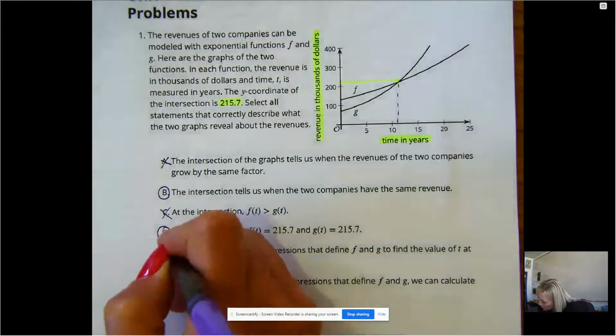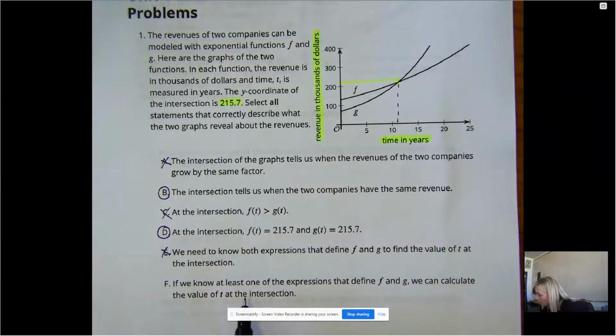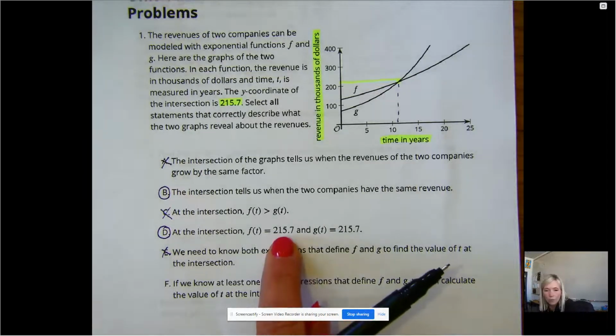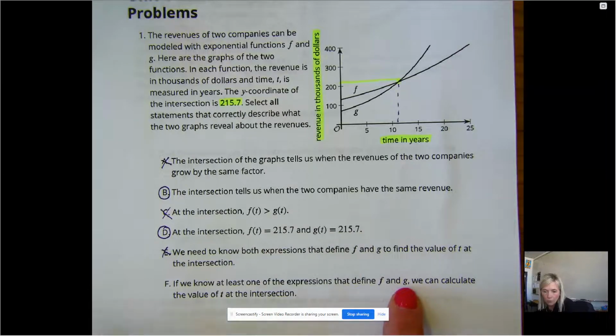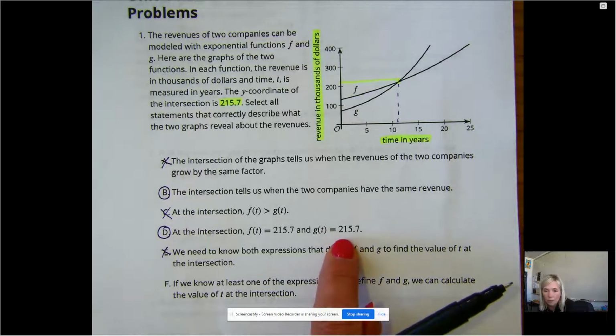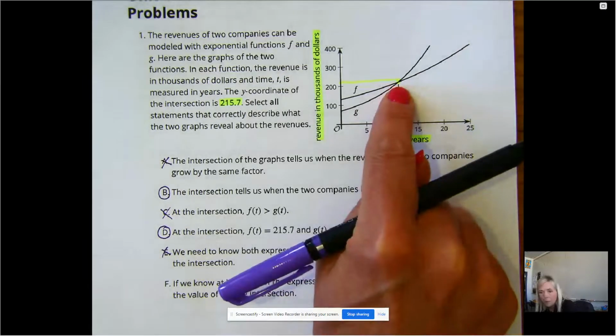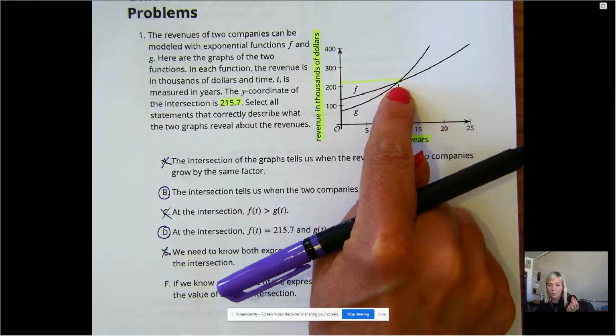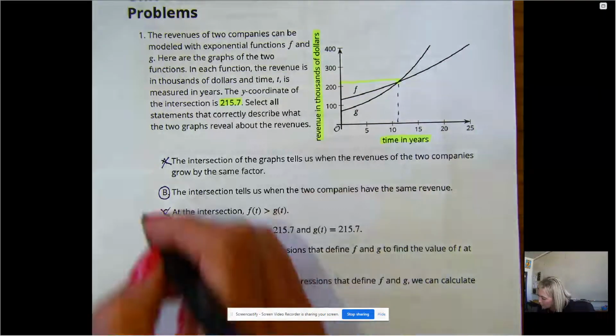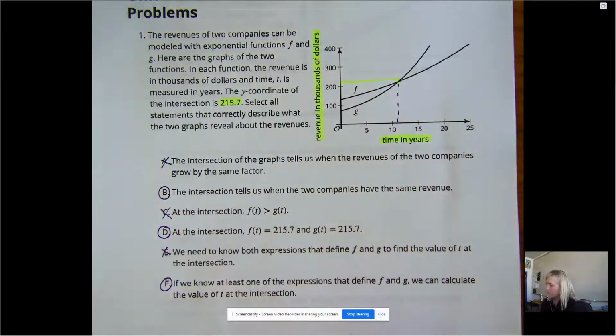And then finally, F. If we know at least one of the expressions that define f and g, we can calculate the value of t at the intersection. Absolutely, because if you know the expression for f, you can set it equal to 215.7 and solve. And same with if you know the expression for g, you could set it to 215.7 and solve, because at that point, those functions have the same input and output. Okay, so B, D, and F.